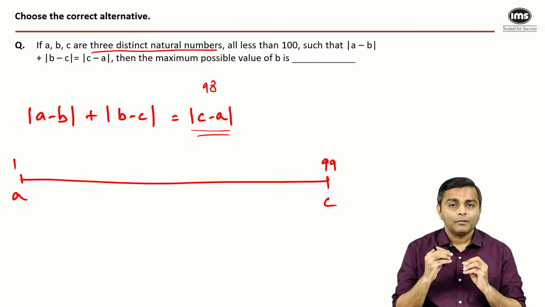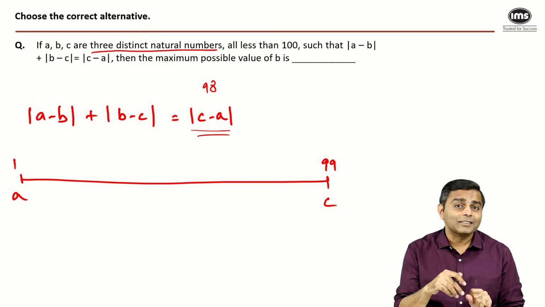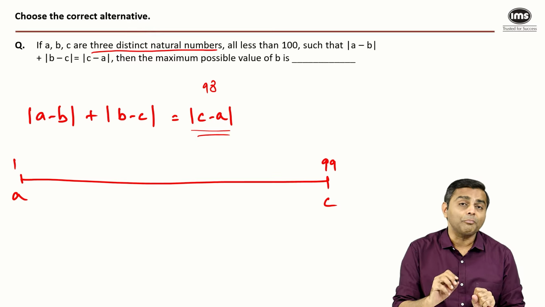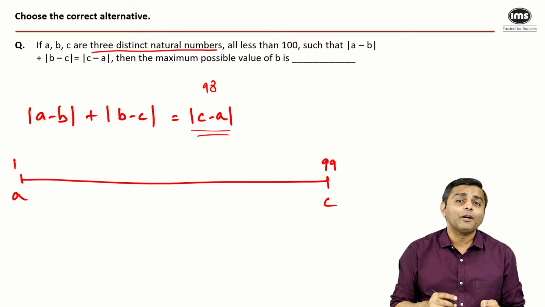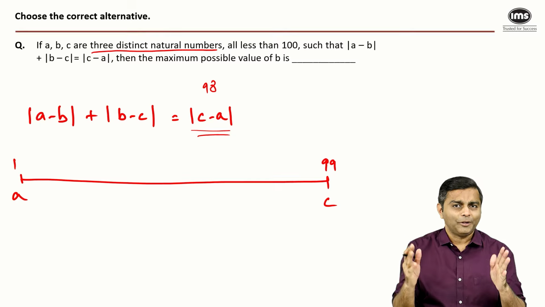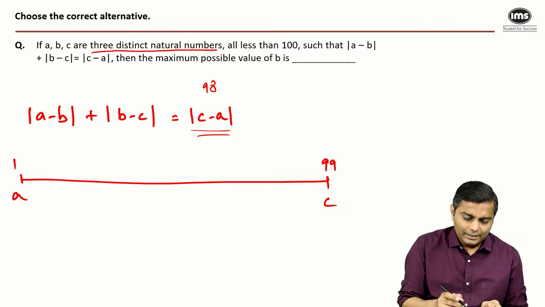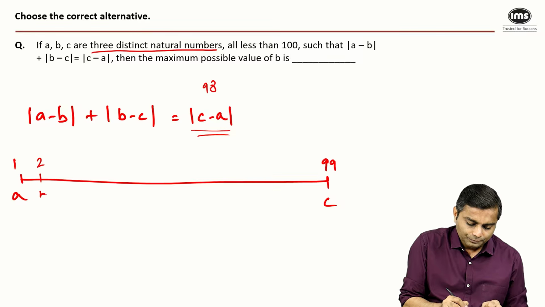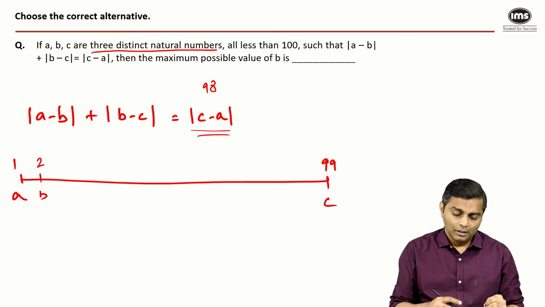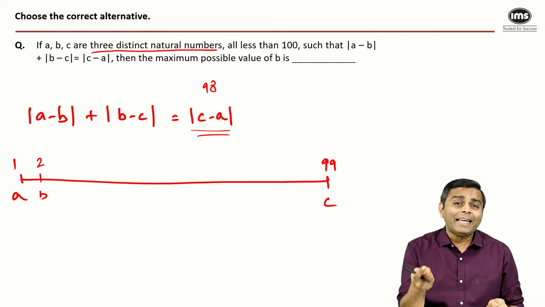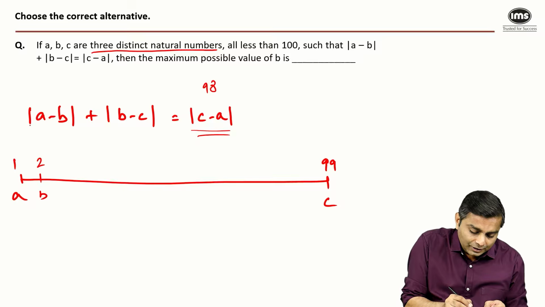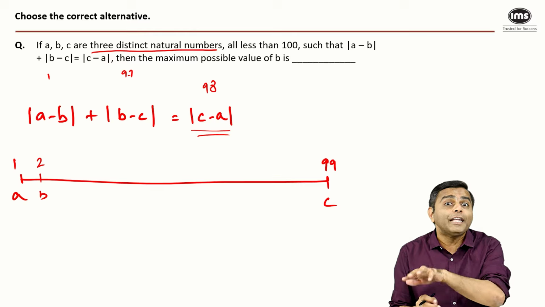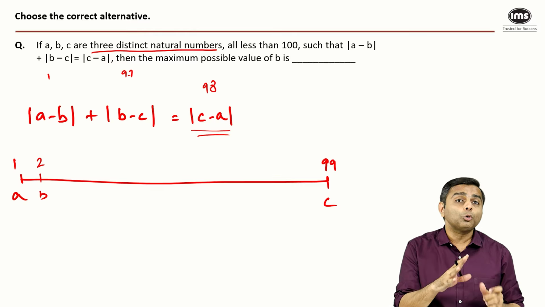Now, we are not asked the max value of A minus C, we are asked the max value of B. Where will you fit B? B is between the two endpoints. Let's say B is an integer. So let's say you take B at 2. What is B minus A? 1. What is C minus B? 99 minus 2, 97. So the addition is 1 plus 97, which is 98. So it fits the right hand side, which means B equal to 2 works.